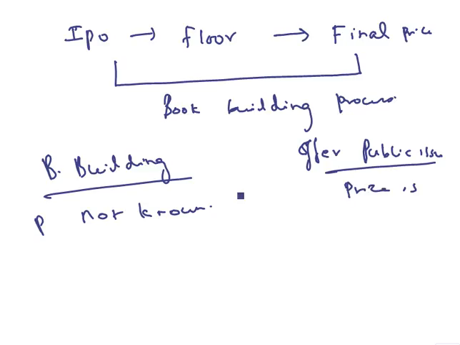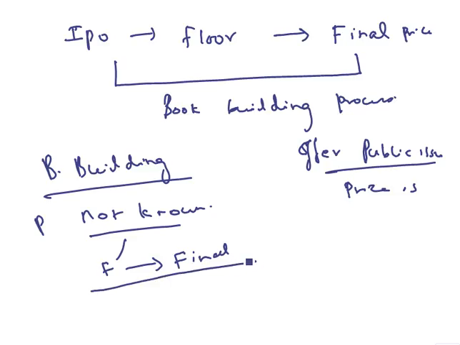Under book building, as I said, the floor price will be given. That's the reason why the price is not known. First the floor price will be given, and only then will the final price be decided. And one more thing to note here is that the demand can be known every day in the case of book building, but in the offer through public issue, the demand will be known only at the close of the issue.